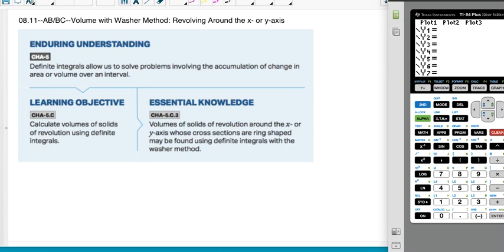All right, this is AP AB and BC Calculus. We're doing Unit 8, Section 11, which is volume with the washer method, revolving around either the x or y axis. So let's jump right on in.